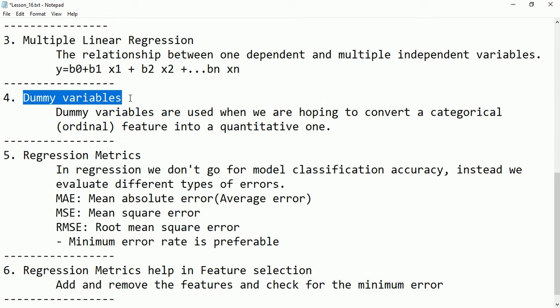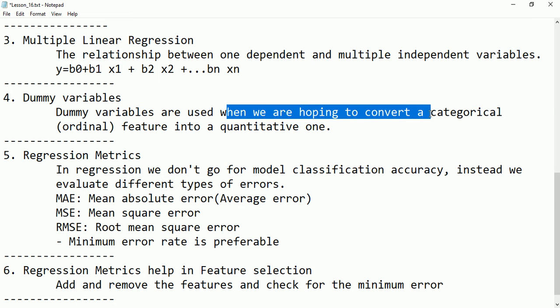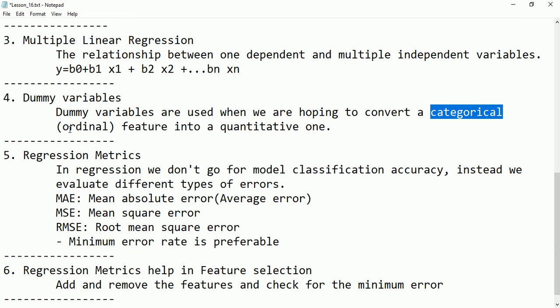Why are dummy variables required here, or what is the usage of these dummy variables? Dummy variables are used when we are hoping to convert categorical, or we can say ordinal, features into quantitative ones. You know that machine learning models work with numbers or quantitative values, but if we have categorical data like male and female, that cannot be calculated, as it is not in the form of numbers.